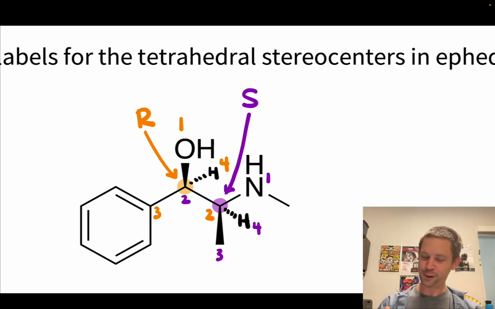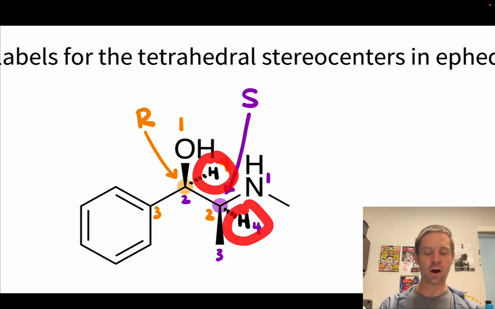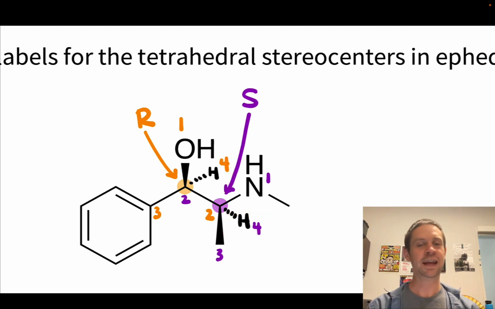Now, this one was pretty straightforward because the lowest priority groups were already in the back. In general, you'll have to think about rotating the molecule or changing your viewpoint to assign R and S such that the lowest priority group, which is often but not always a hydrogen, is in the back.